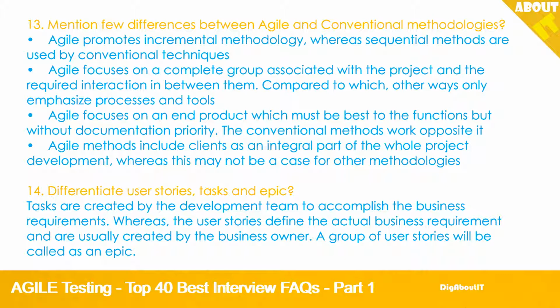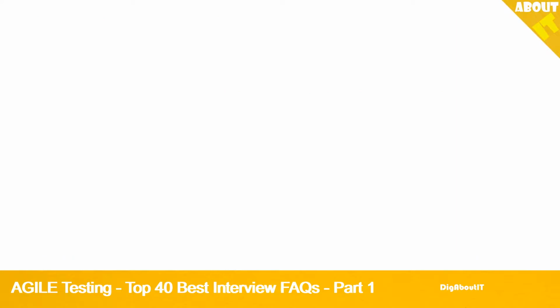14. Differentiate user stories, tasks and epic. Tasks are created by the development team to accomplish the business requirements, whereas the user stories define the actual business requirement and are usually created by the business owner. A group of user stories will be called an epic.